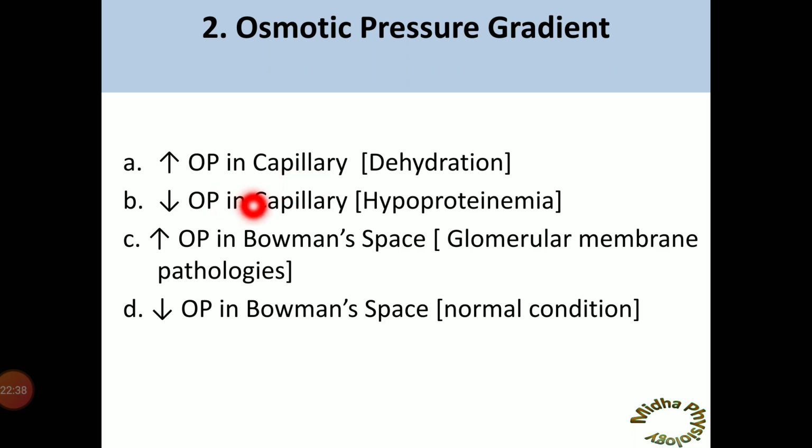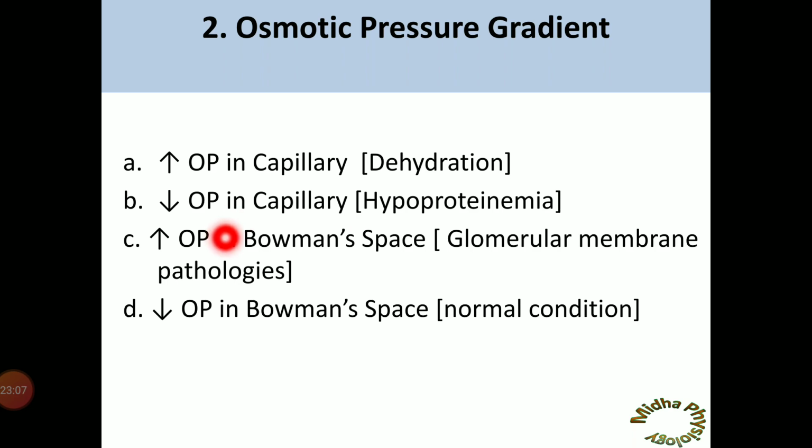Now, whenever the capillary blood has a decreased osmotic pressure due to decreased plasma protein, in a condition like hypoproteinemia, in which the liver itself has some problem due to which the plasma protein has not been synthesized, then at this condition the hydrostatic pressure in the capillary would be higher, okay, and the filtration pressure would be more, due to which the GFR would be increased.